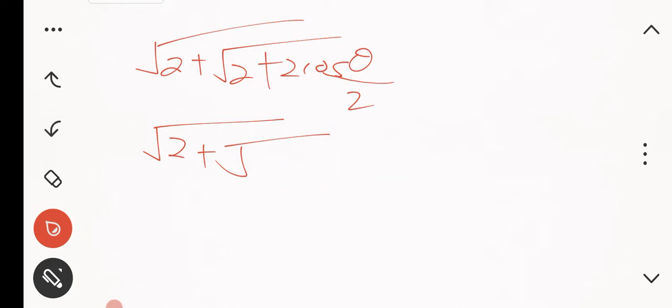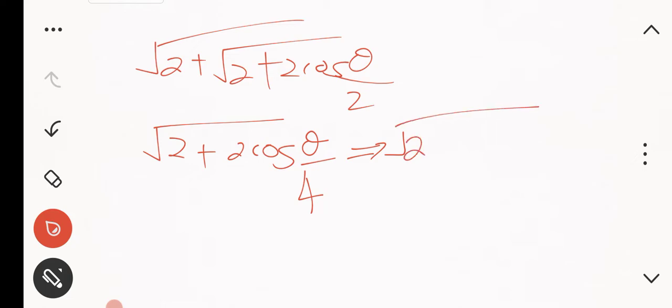Wait, let me grab it and write it for you. Cos square, okay, 2 plus, we will simplify more. 2 plus 2 cos theta by 4, and then which can be written as 2 plus 1 plus cos theta by 4. Now again here, in the same way as in the previous step, we took common, here also we did the same thing.